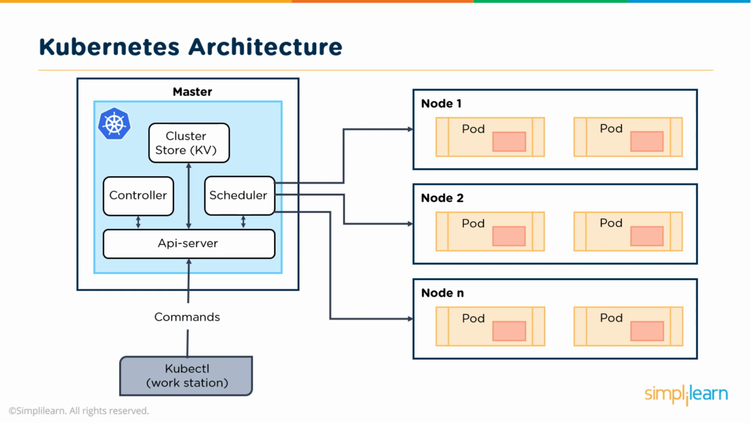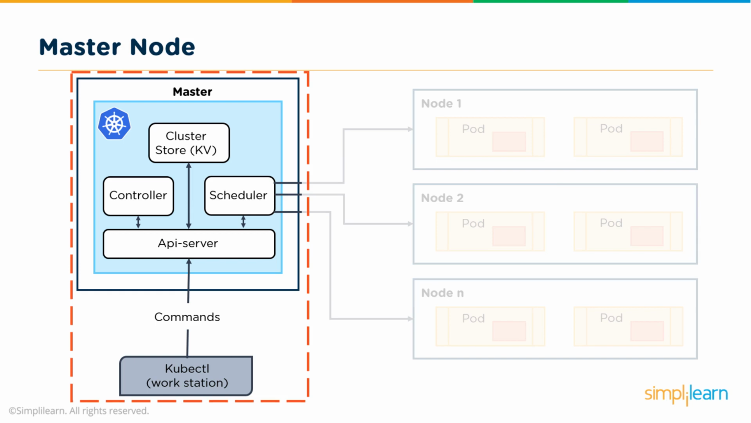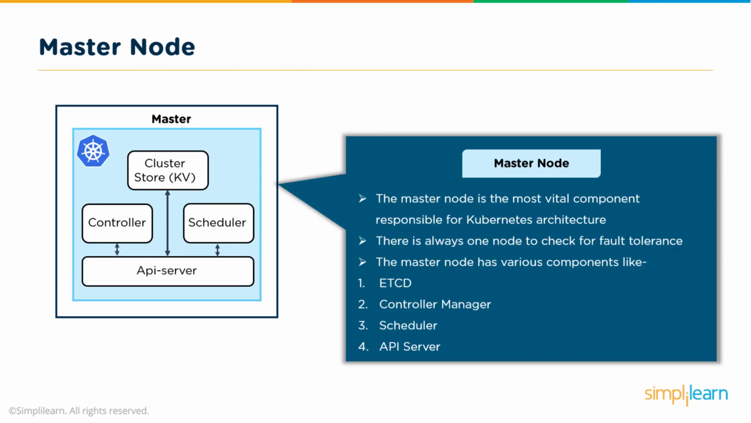And each node has various pods. So we break this down. The master node is the most vital component. With the master, you have four key controls. You have etcd, controller manager, scheduler, and API server.